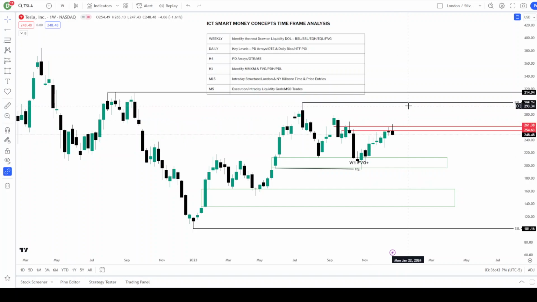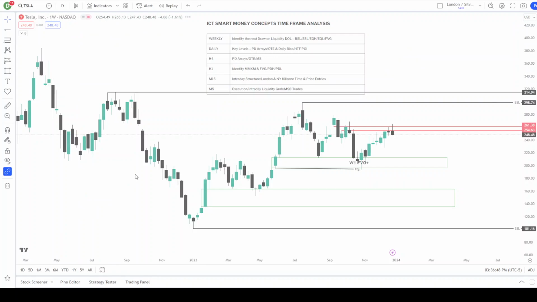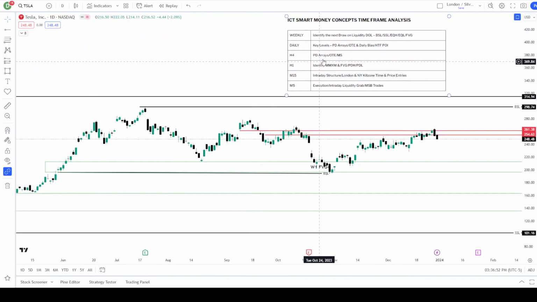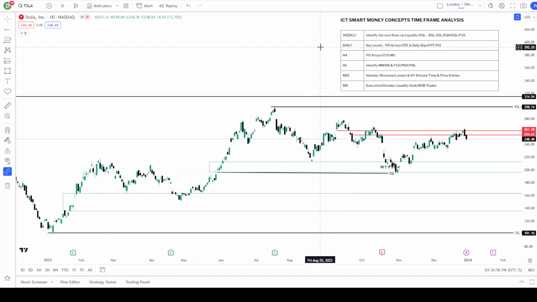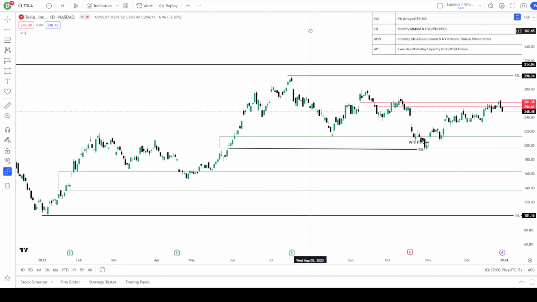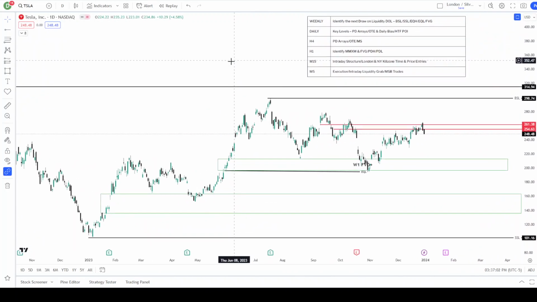Those are questions that we need to be asking ourselves when we're looking at different things like this on the chart. So we're going to drop down into the daily chart. On the daily chart, we are looking for key levels of premium discount arrays. Premium meaning that we're on the higher side of the most recent dealing range. And so the dealing range again is this large range here that we found on the weekly chart, and we are inside of that.